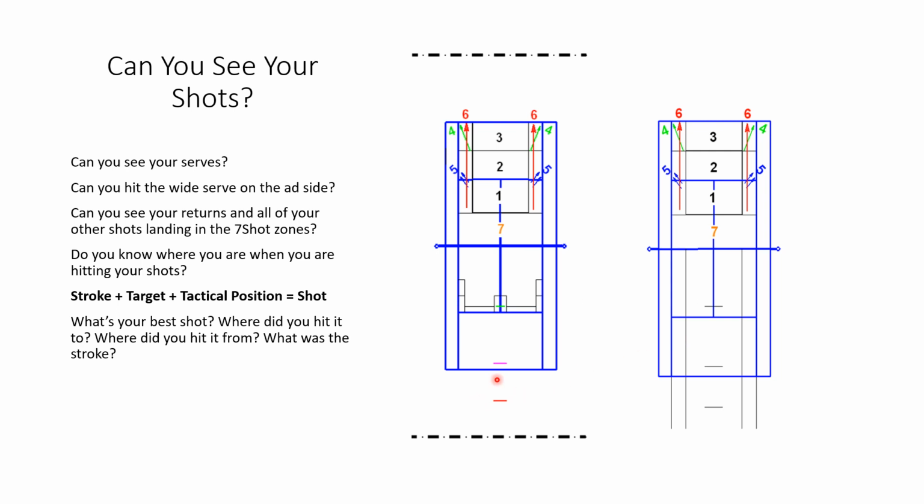Stroke plus a target plus a tactical position equals a shot. What's your best shot? Where did you hit it to? Where did you hit it from? What was the stroke? You can answer all those questions. You understand seven-shot tennis.